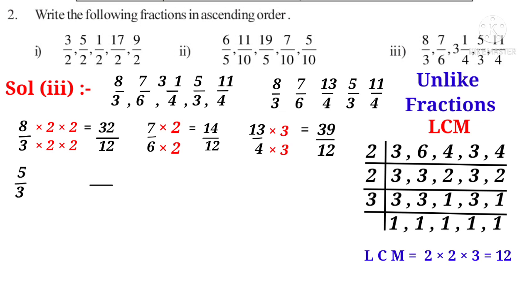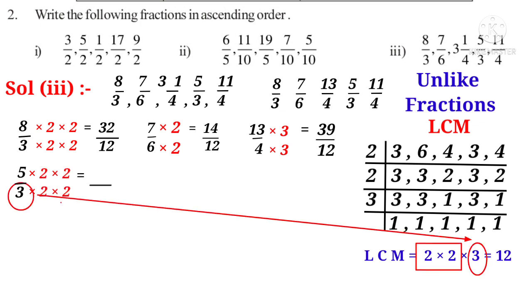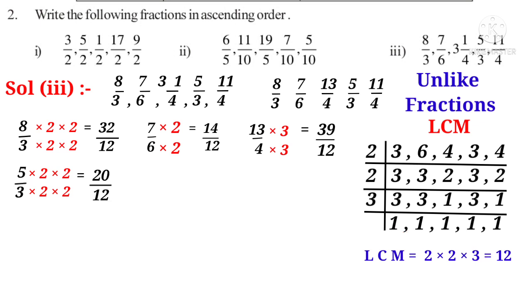Next, the fourth fraction, 5 by 3. Here observe that the denominator is 3, so we have to multiply both numerator and denominator by 2 into 2. That is 5 into 2 into 2, that is 5 into 4, is 20. Denominator 3 into 2 into 2 is 3 into 4, is 12.